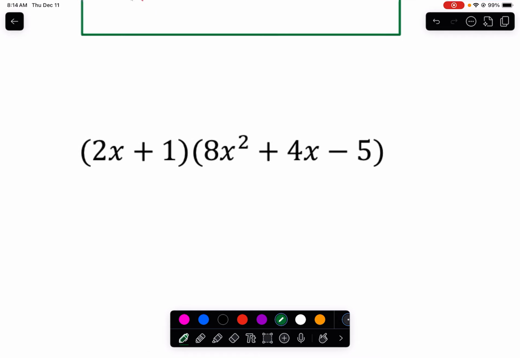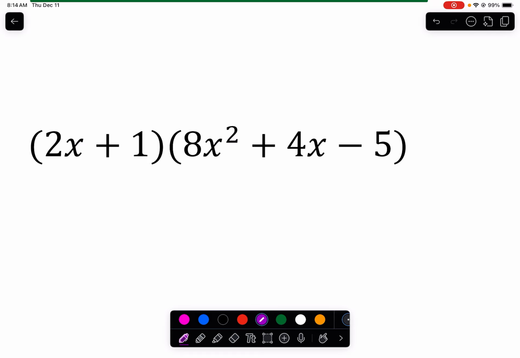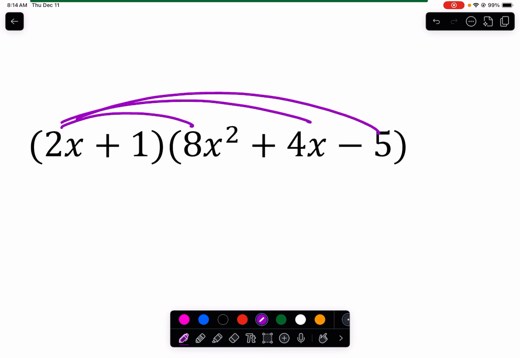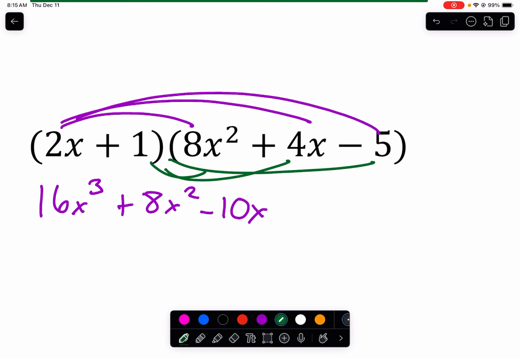Let's see, I'll do this one. This one, we're multiplying. So we have to make sure that we distribute properly. So first I'm going to distribute my 2x. I get 16x cubed plus 8x squared minus 10x, and then I'm going to go distribute the 1. So I get a plus 8x squared plus 4x minus 5.